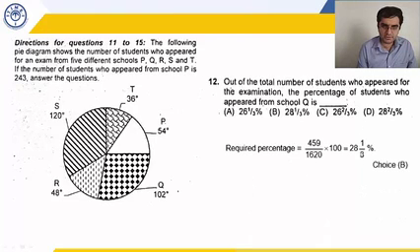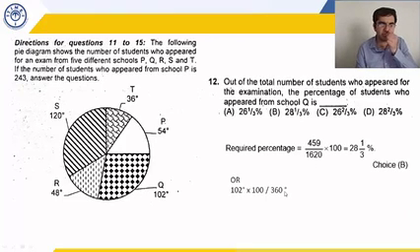So this is what some of you would have done: 459 divided by 1620 into 100. But wouldn't this be faster? 102 degrees out of 360 into 100. You don't need these complicated values. 102 degrees out of 360 degrees, you need a percentage, into 100. That would give you the same answer, and it would be faster.